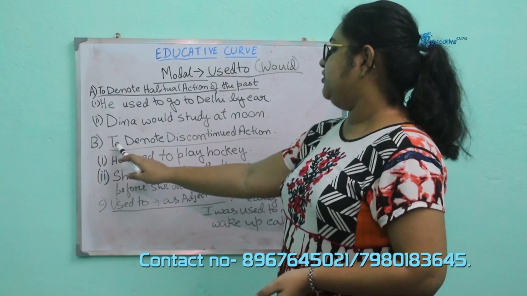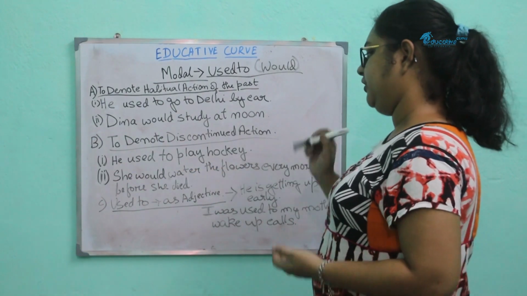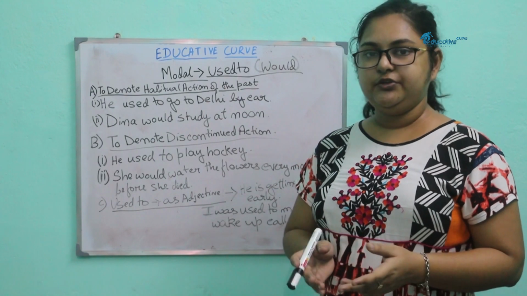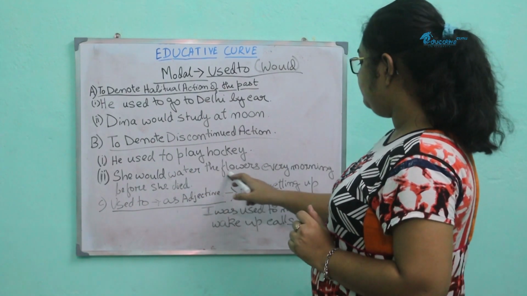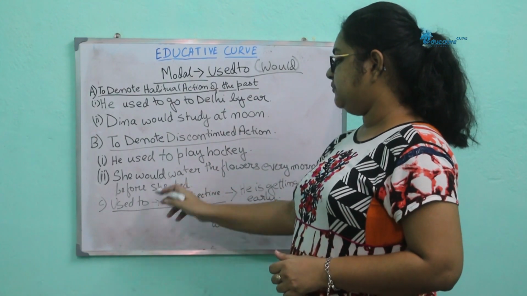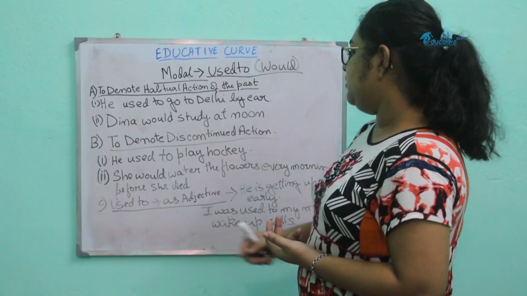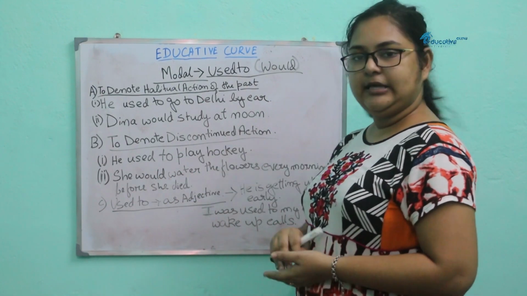To denote a discontinued action, he used to play hockey. That means he played hockey at a point of time, but now he has discontinued playing it. She would water the flowers every morning before she died. So before she died, she watered the flowers every morning. This is an action that has been discontinued by her death.